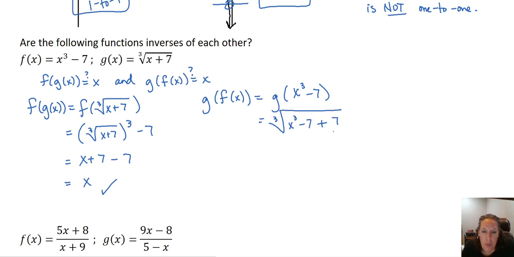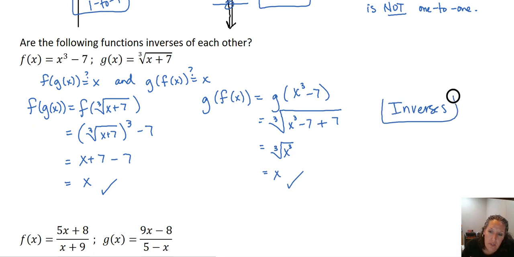Again, follow order of operations. We need to simplify underneath this radical first, because our x cubed and our cube root are not going to cancel out unless they are isolated, by themselves with no other operations happening in there. And so x cubed minus 7 plus 7 simplifies to just x cubed underneath that radical. Now the cube root of x cubed is equal to x, and that side works out. Since they are both equal to x, they are inverses.